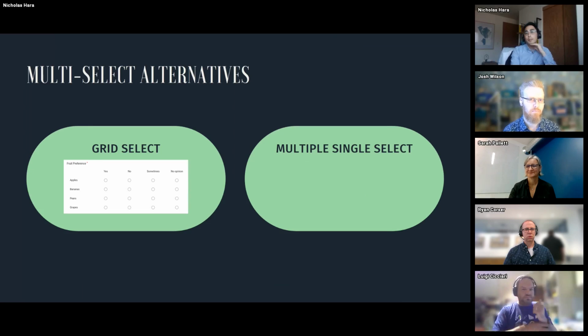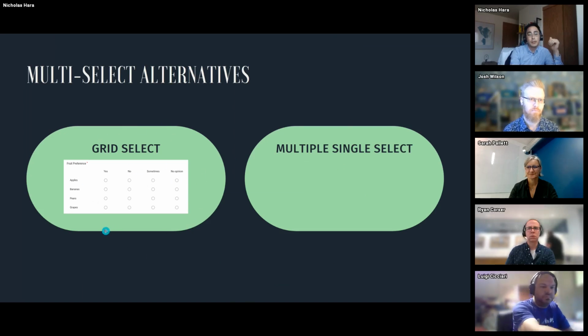So let's talk about multi-selects very briefly. I know I've already kind of touched on this. I personally think that you can more or less eliminate multi-selects. So if you say, hey, what's your fruit preference? I often will go with a grid selection or like a 5-star rating on a list of things.